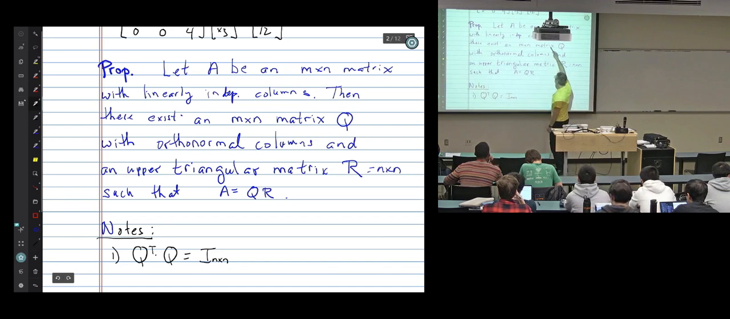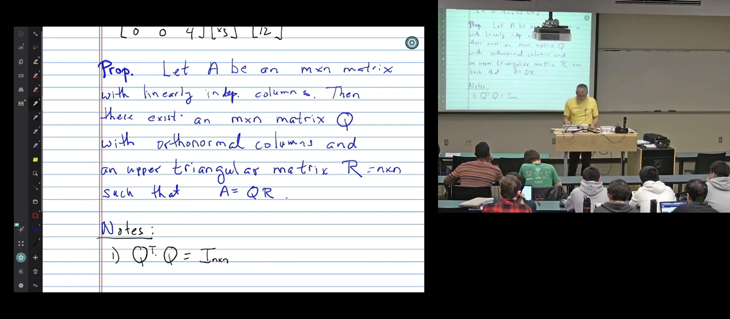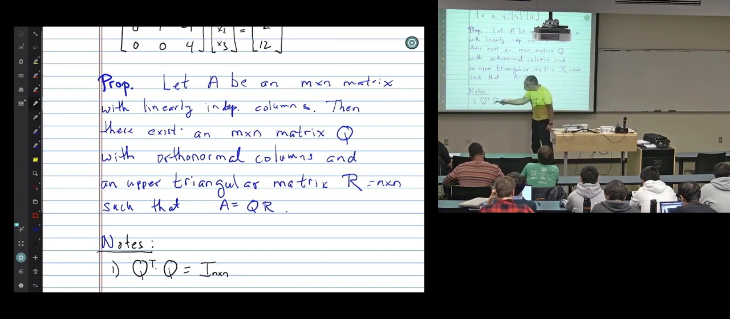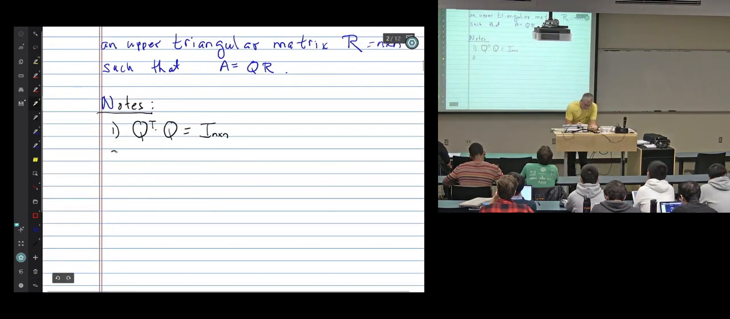So yes, if A is square, then Q is square, then this would be an orthogonal matrix. But it still has the property that its columns are orthonormal, so if I take the inner product of any two columns, I get 0. And if I take the inner product of a column with itself, I get 1. Now when I transpose Q, the columns become rows, and so the ij element of this is the ith row and the jth column. In other words, it's the inner product of the ith and jth columns of Q. So we'll come back to that, but that's why you get the identity.